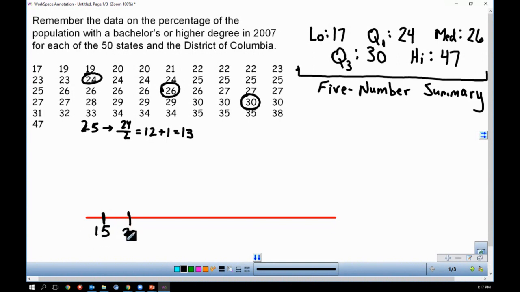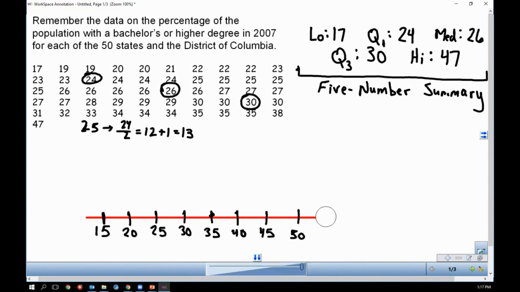15, 20, 25, 30, 35, 40, 45, 50. Okay, so there's our axis.